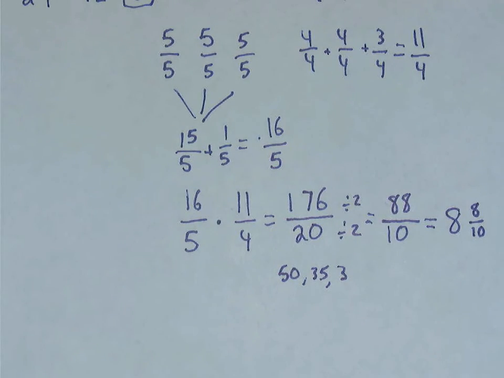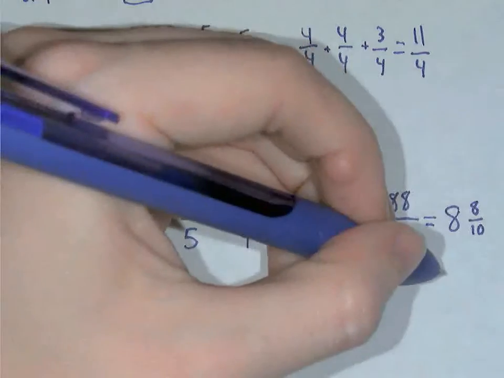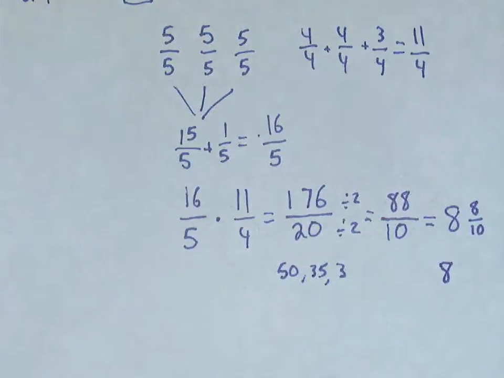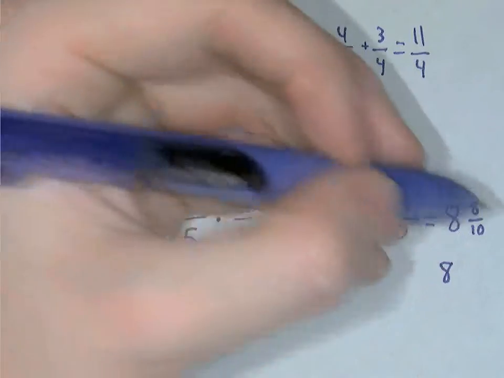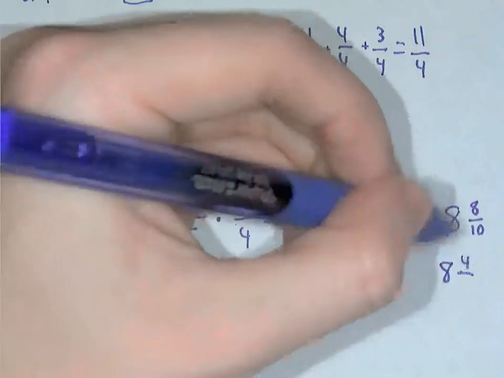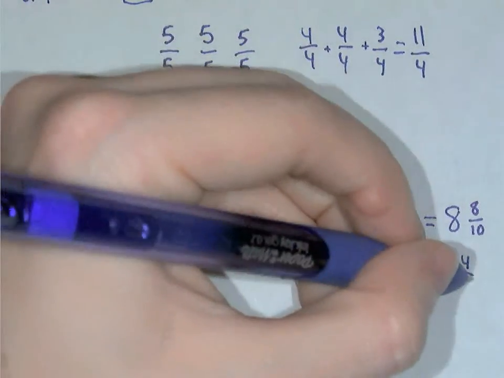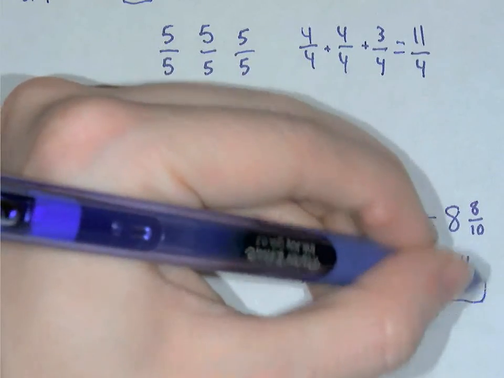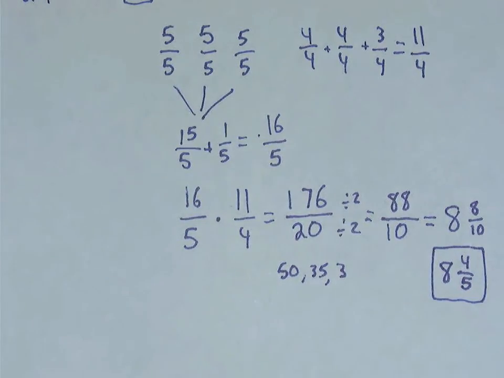We can take that one step further, though. We can keep the 8 for our mixed number, but 8 and 10 are both divisible by 2. So we're going to take 8 divided by 2, that gives us 4, and 10 divided by 2 gives us 5. So if we wanted to go all the way to the end with this, our answer would be 8 and 4/5. That's in mixed number form as lowest terms as I can get.